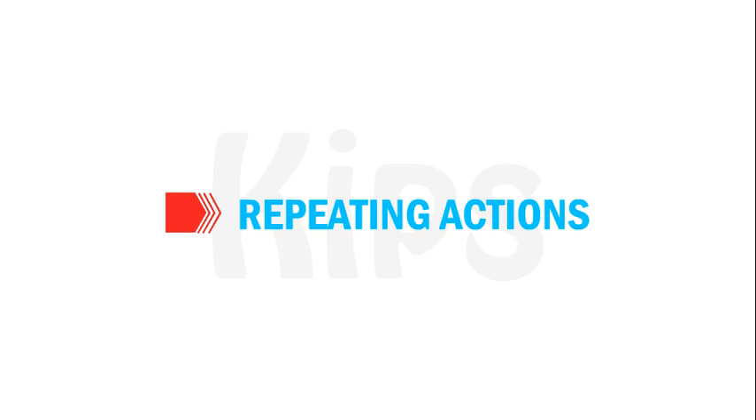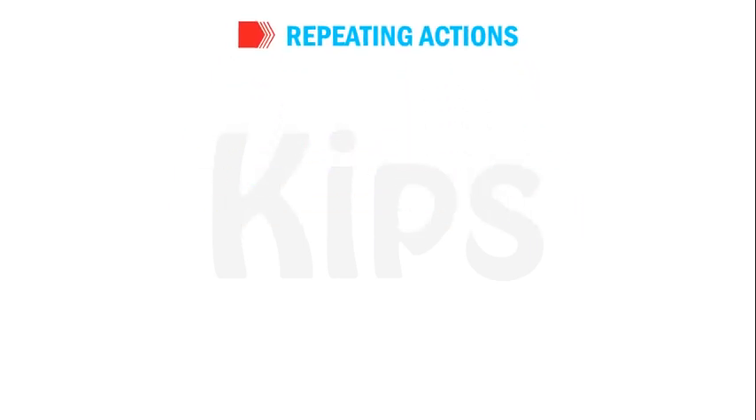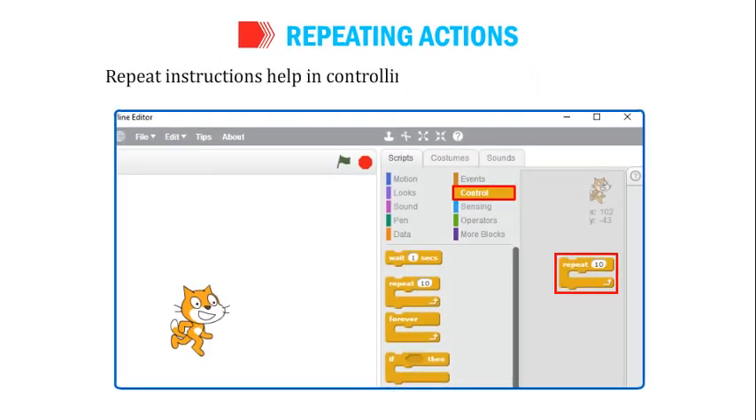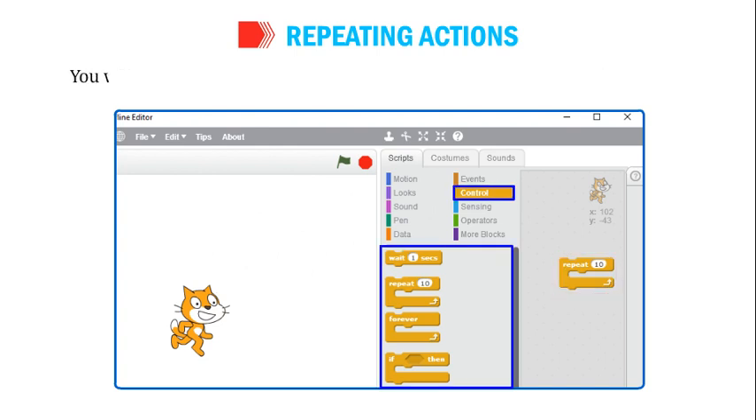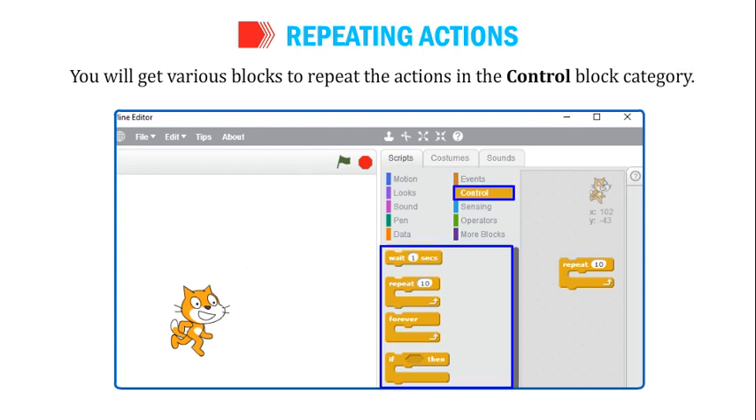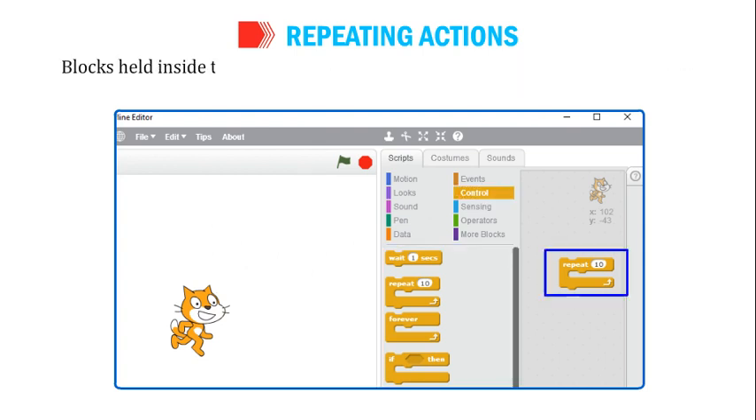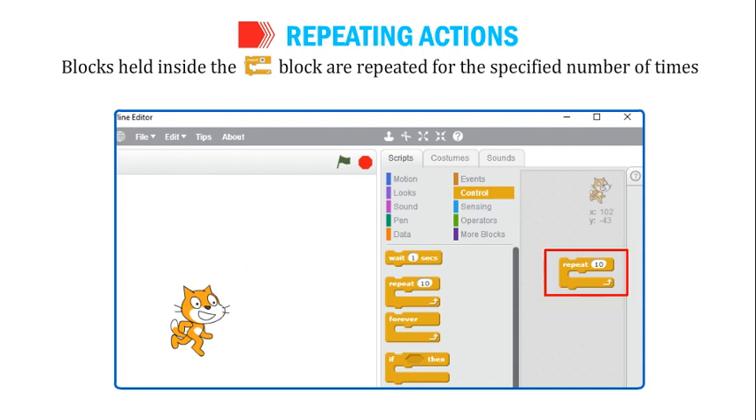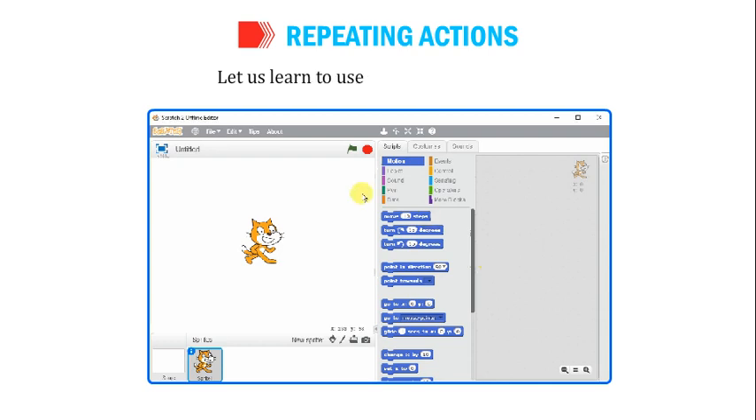Let's quickly learn about repeating actions. Repeat instructions help in controlling the execution of the program. You can repeat the actions of the sprite as many times as needed. You will get various blocks to repeat the actions in the control block category. Blocks held inside the repeat 10 blocks are repeated for the specified number of times mentioned in the block. Let us learn to use it in a Scratch project.